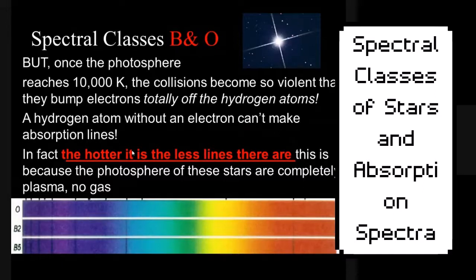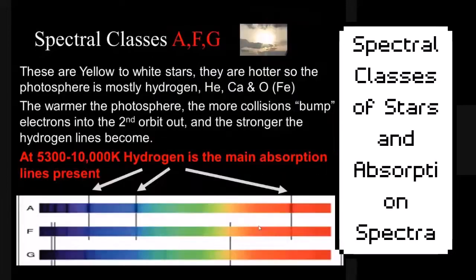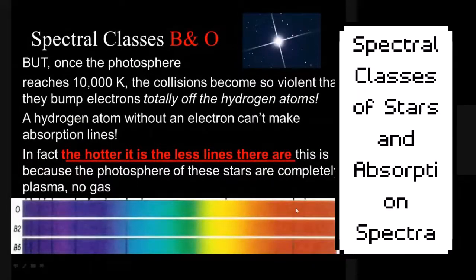And since plasma can't block light, the less gas you have, the less light will be blocked, the less absorption lines you're actually going to have in this absorption spectra. So you start out with lots of lines because it's not really hot, less lines as it gets hotter and you have more plasma, all the way up to basically no lines because it's all plasma and no gas.